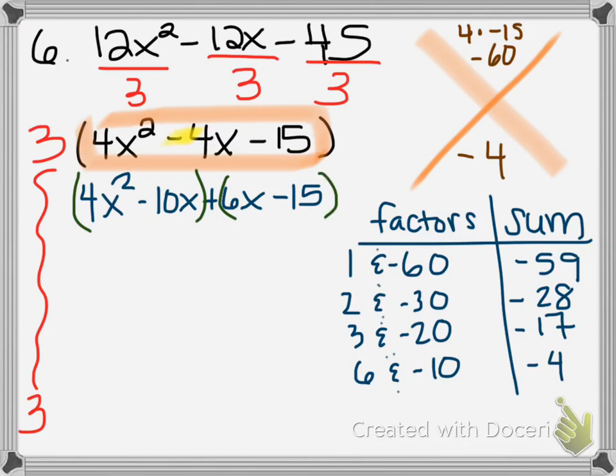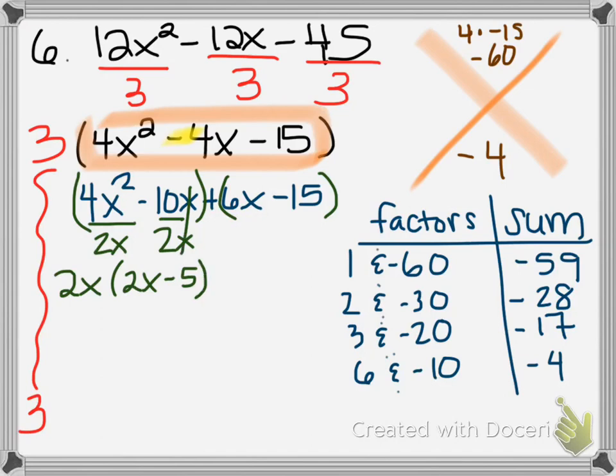I group them up and I decide what can I divide out of 4x squared and 10x? Well, they're both even, so a 2. Then x squared and x, I can divide out the smaller power of x, which in this case is x. And again, whatever you're dividing by, put that guy in front. So 4 divided by 2 is 2. X squared divided by x is x. Negative 10 divided by 2 is negative 5. And the x's cancel.